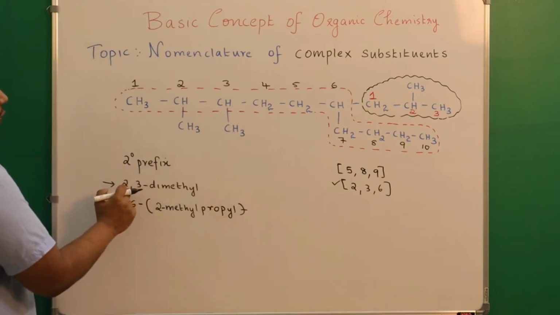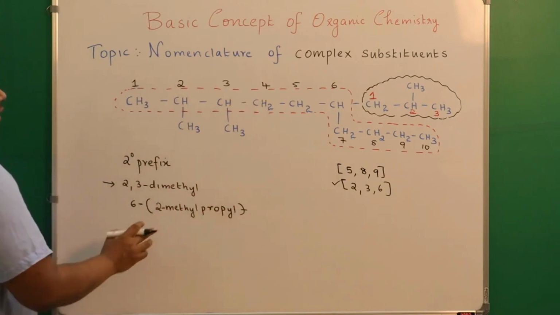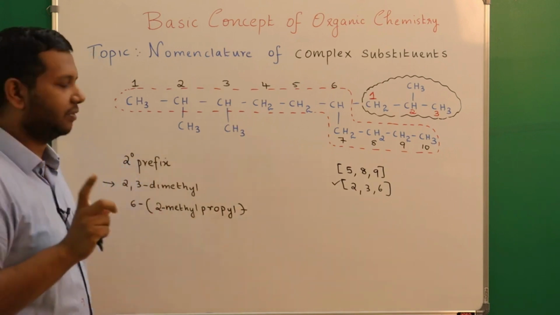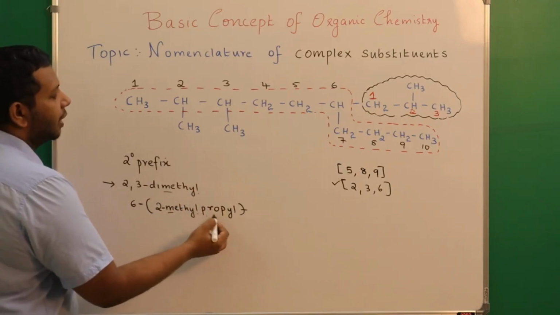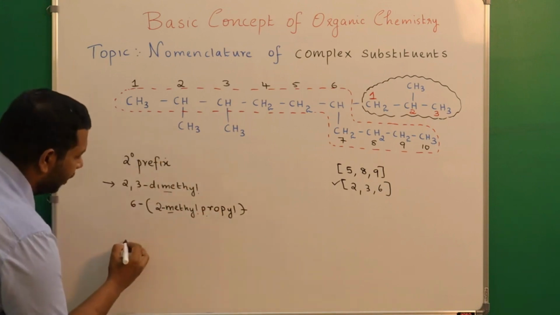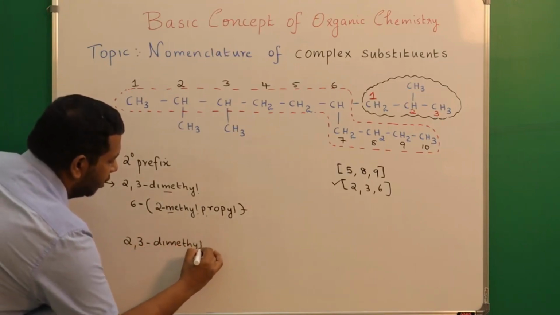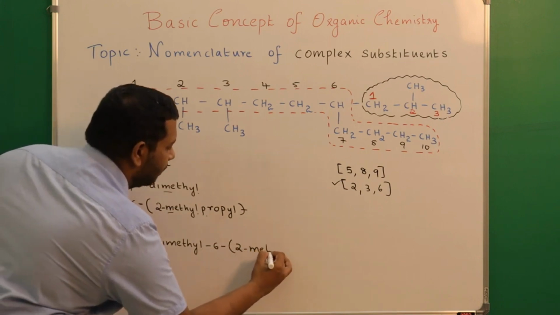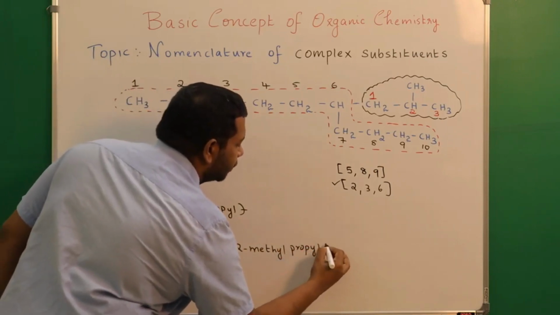So there are 2 substituents here. One is on the parent chain, 2,3-dimethyl, and the other is 6-(2-methylpropyl). Now alphabetically, which will come first? We know that di, tri, tetra and all those prefixes are not considered for alphabetical comparison. So here methyl, M is starting, here also M. Up to here it is the same, then comes propyl here. So alphabetically this will come first, then this. So I can write 2,3-dimethyl, put the hyphen, 6-hyphen-bracket 2-methylpropyl, close the bracket.